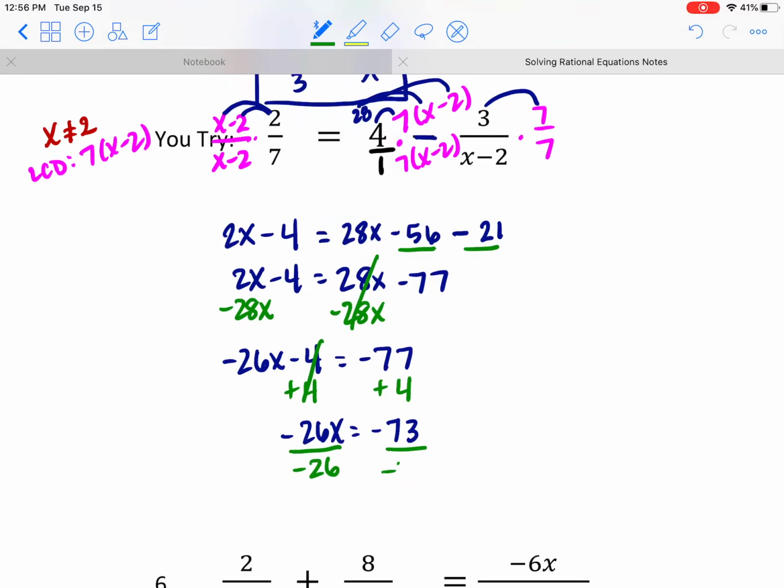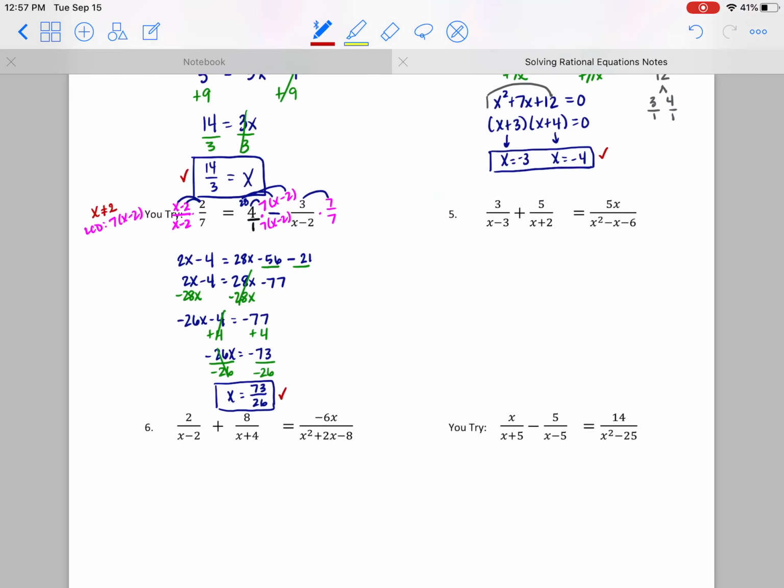Divide both sides by negative 26. That cancels. And x equals negative negative makes our answer positive. 73 over 26 is not going to reduce. So positive 73 over 26 is our answer. And 73 over 26 was not restricted. The only restriction was 2, which means this is a valid solution for us. Okay? It was a little tough for a try-it-yourself, I think, but hopefully you're okay with that.